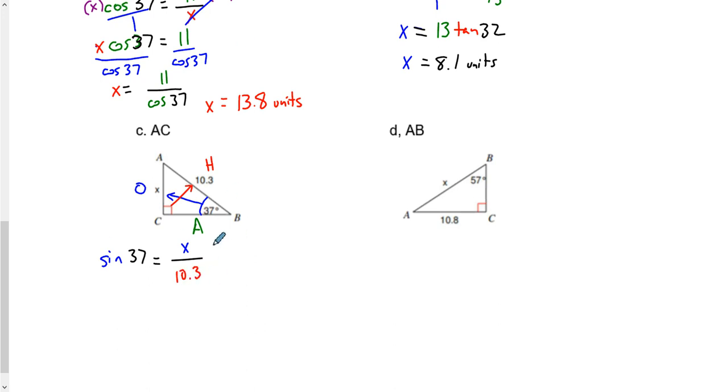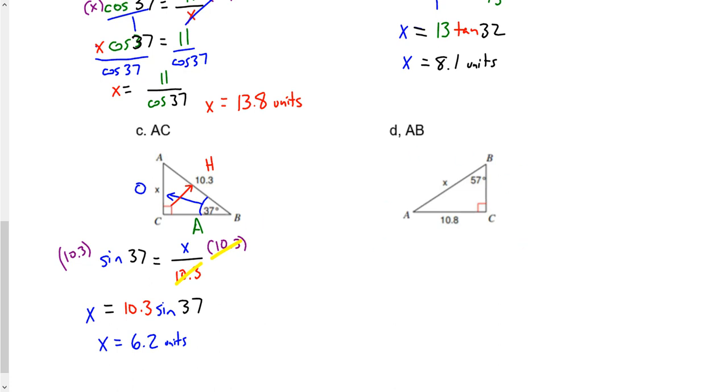In order to manipulate this equation, we just multiply both sides by 10.3, for the simple fact that 10.3 in the denominator and 10.3 in the numerator would cancel off. To divide and multiply are opposite operations, and they would cancel each other off. So x would equal 10.3 multiplied by the sine of 37. X would equal 6.2 units.